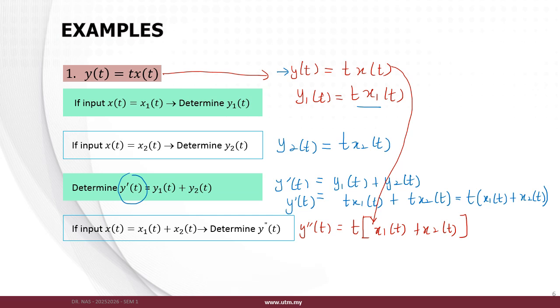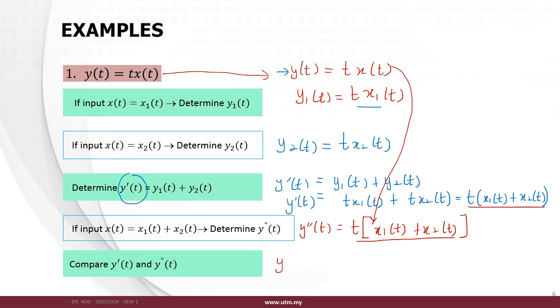So last step, you need to compare y prime(t) and y double prime(t). In this case, y prime(t) equals t times x1 plus x2(t), and y double prime(t) equals this. So you notice that y prime(t) equals y double prime(t). So the system is linear.